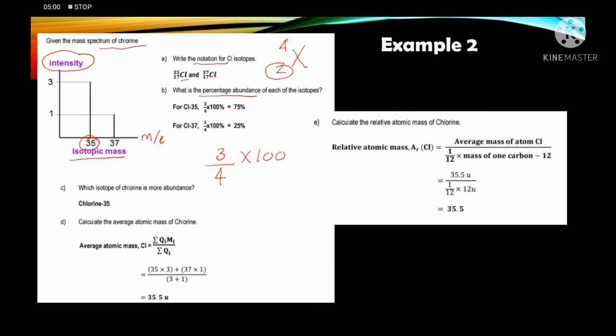Okay, ni jalan kira dia. So, ini untuk cari berapa percentage abundant untuk chlorine 35. Okay, awak akan repeat the same thing untuk chlorine 37. Okay, dapat.